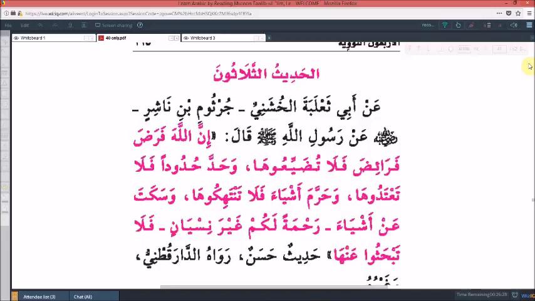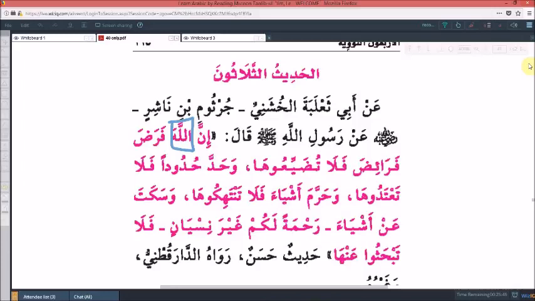Okay, where's the fa'il? Mustatir. Mustatir, again, hidden, right? Just like farada, it's hidden. We could say haddallahu hududan, and Allah would become the fa'il, right? But it's not written here because it's already written up here, and we're just referring back to it. So wahadda, it's a past tense verb. He set limits.